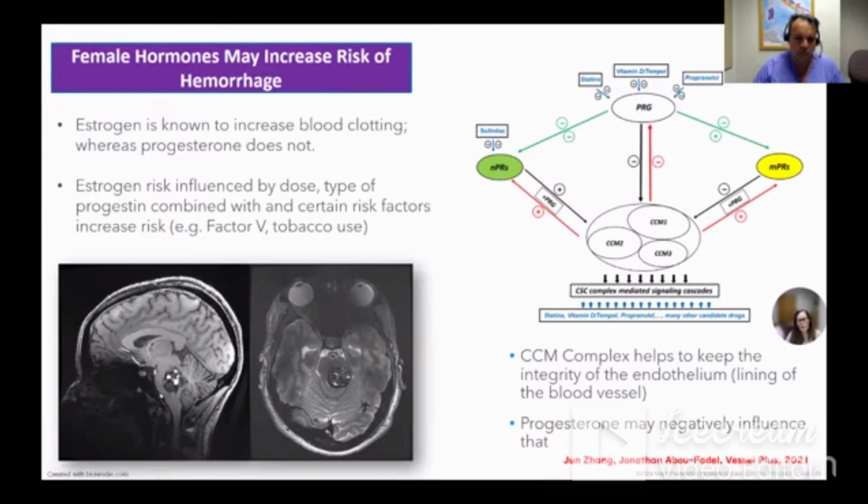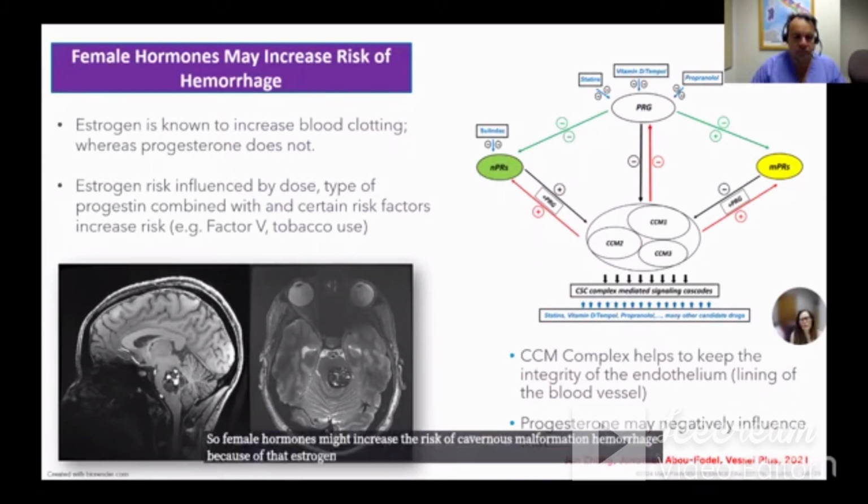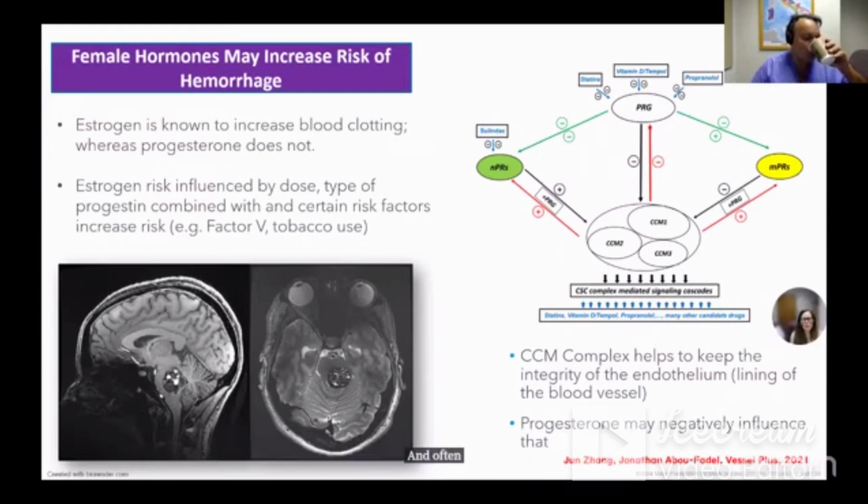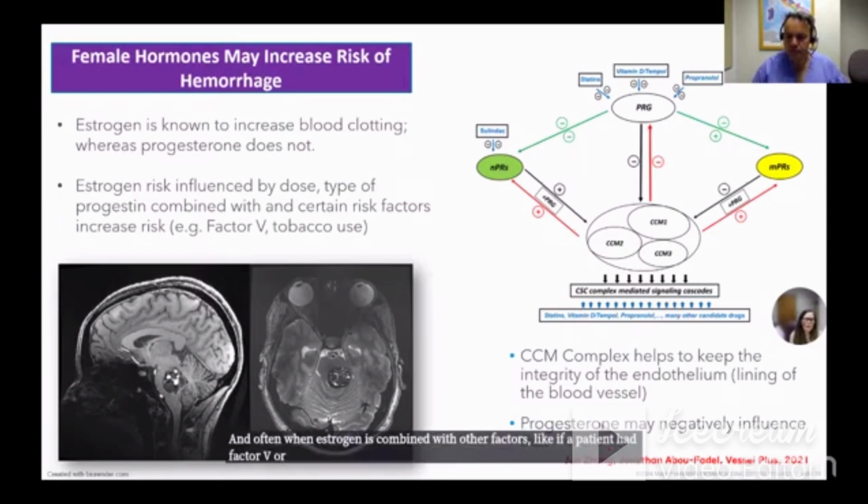So coming back to the female hormone question, female hormones might increase the risk of cavernous malformation hemorrhage because of that estrogen increasing the clotting risk. And estrogen does so in a dose-dependent manner, which may be why we see oral contraceptives having a higher risk than menopausal estrogens. And often when estrogen is combined with other factors, like if a patient had factor V or if they were on tobacco, that may further increase the risk.